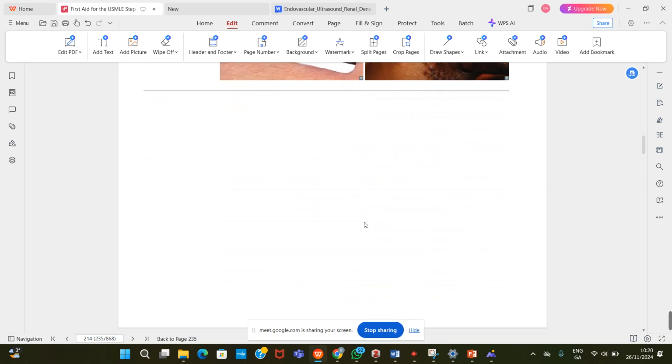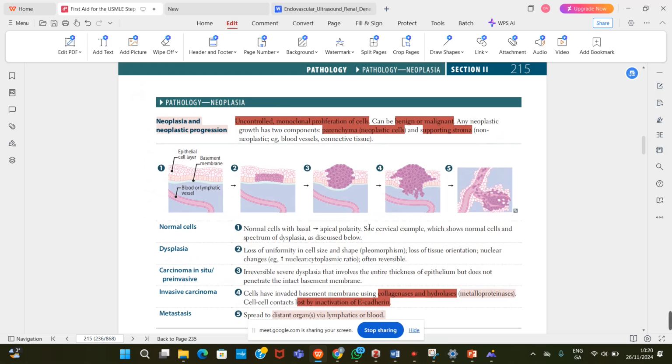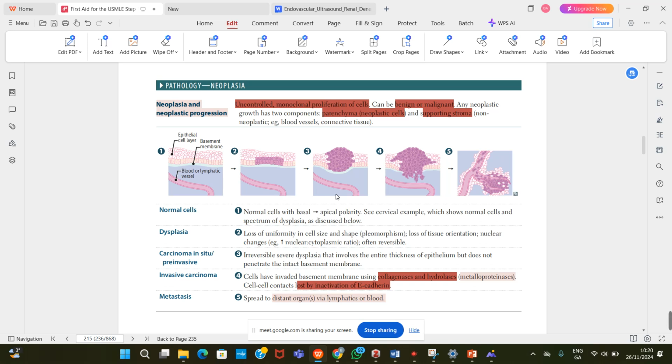Okay. So moving on to neoplasia. We're almost rounding up pathology, and neoplasia is, I think, the last, then followed by aging. So neoplasia is very simple. Questions on neoplasia are inevitable. You are going to see questions on neoplasia. And what is neoplasia all about? This is just uncontrolled monoclonal proliferation of cells. When you have cells reproducing or proliferating in an uncontrolled manner, you say that this is neoplasia.